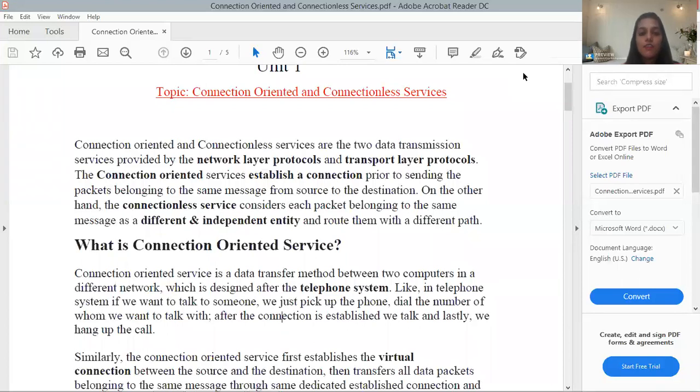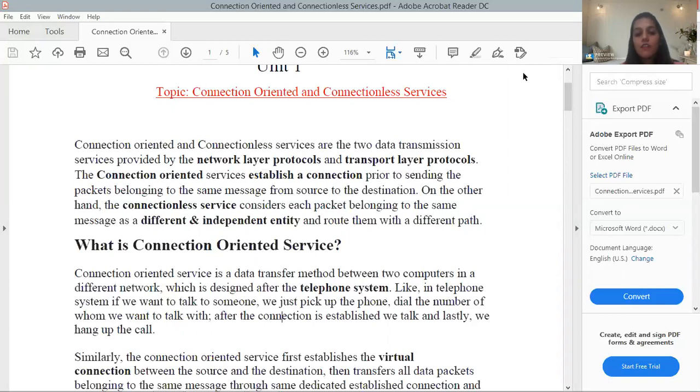But in connection oriented services, connection is established before sending the packet to the receiver, right? And on the other hand, in the connectionless service, the packets belonging to the same message are treated as different and independent entities and routed along different paths. So basically, in connectionless service, the path is not decided before sending the packet. It is decided during runtime, and there is no pre-established connection between source and destination. Because of this, it is known as connectionless service.